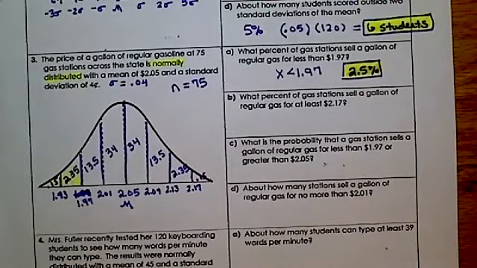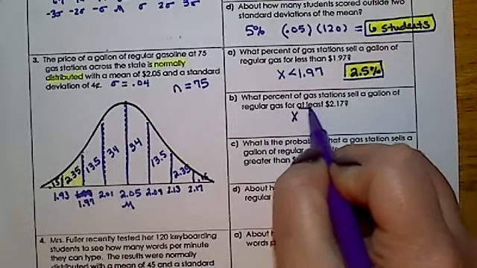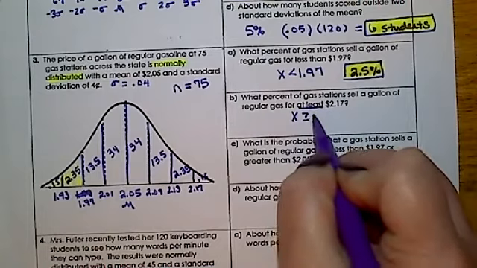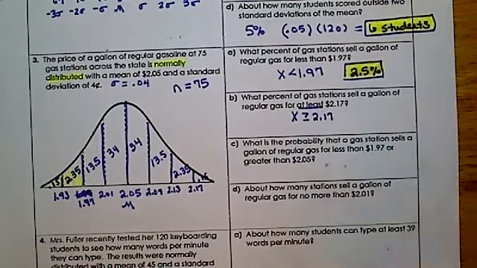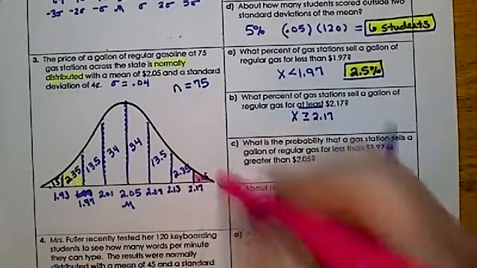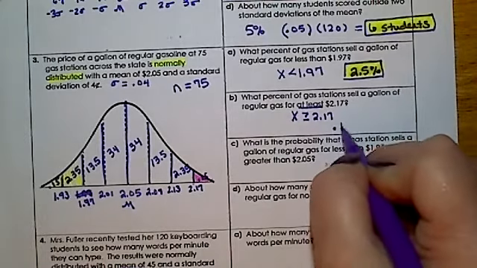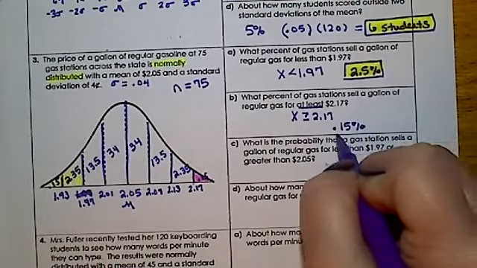What percent of gas stations sell a gallon of regular gas for greater than or equal to 2.17? So that would be 0.15%.